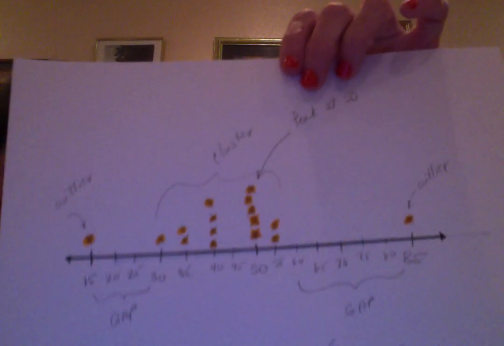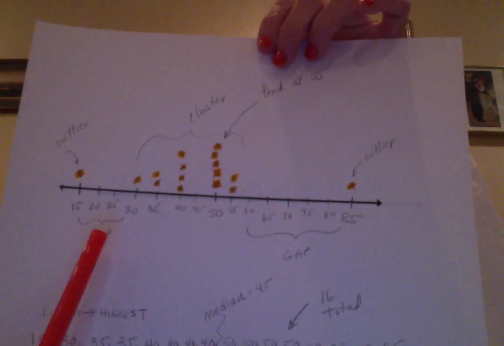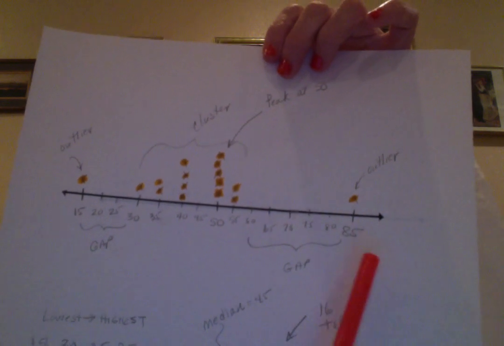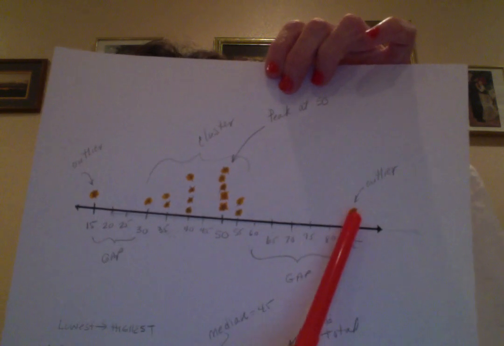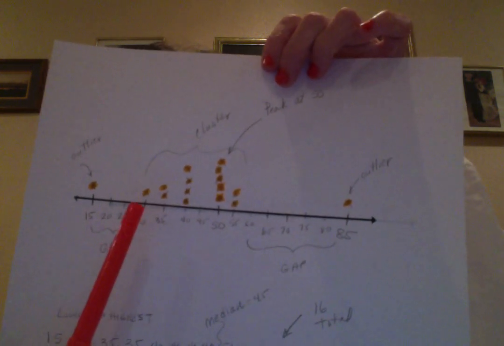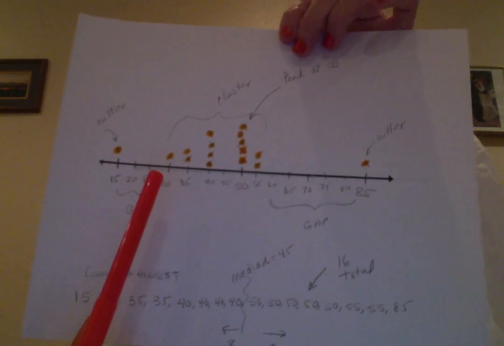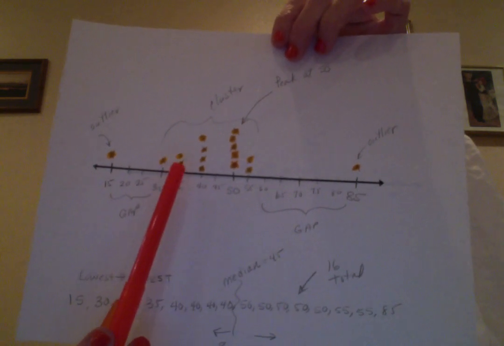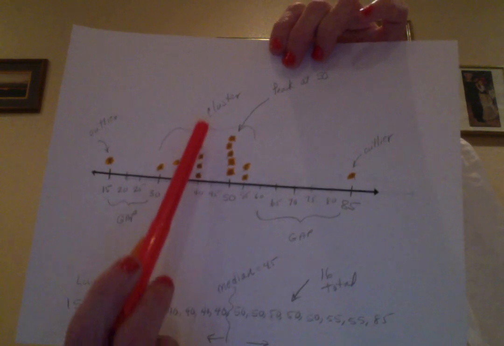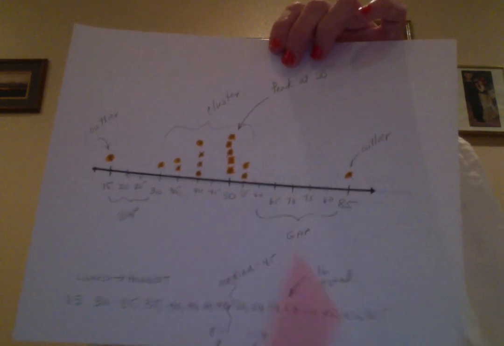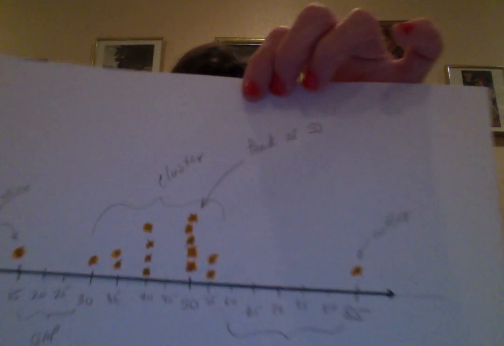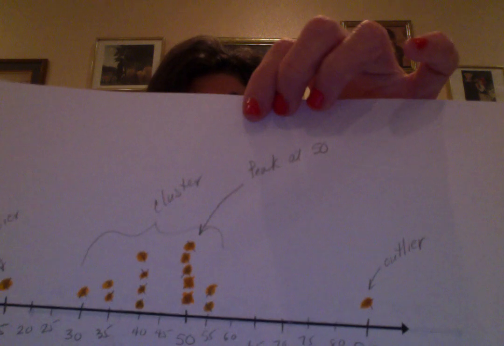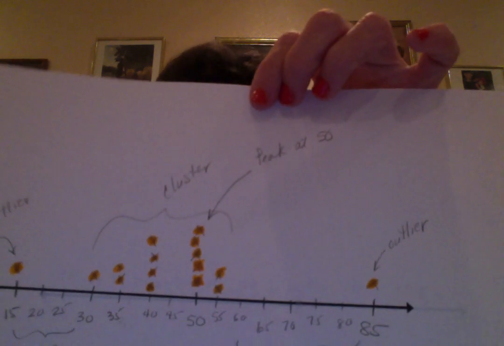Here's the dot plot. And as you can see, 15's down here on the left-hand side, 85 is up here on the right. And then the weights, we had one 15-pound dog, one 85-pound dog. We had a dog who weighed 30 pounds and a couple dogs that weighed 35, some dogs that weighed 40 pounds, 50 pounds. And when you count up all these dots, you should get the number 16 because that's how many dogs we had. That's how many data points we had.